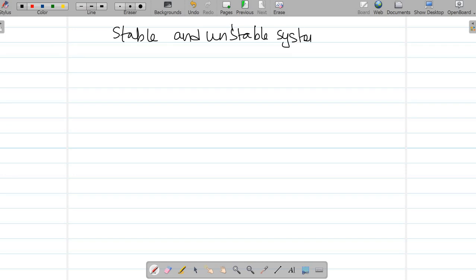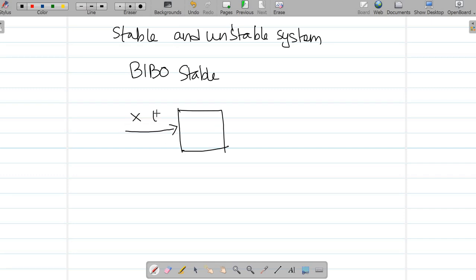A system is said to be stable, or more specifically, it is known as BIBO stable, that is bounded input, bounded output. If I pass through a transformation block a bounded input, an input which is within certain finite limits, and I get an output which is again within a finite limit, then such a system is known as BIBO stable. Otherwise, it is known as an unstable system.